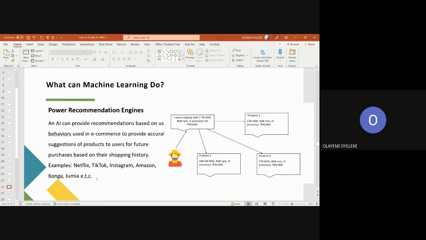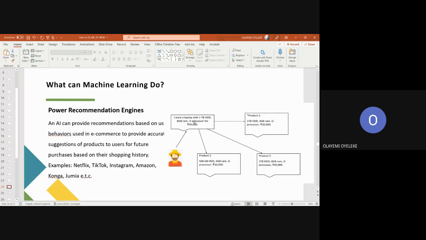Gone are the days when what you see on the internet, you don't know how it came about. This time around, whatever you are seeing on your YouTube, whatever you are seeing on your Instagram feed, whatever you see whenever you log on to an e-commerce website and you want to buy something, whatever you see on some website that you visit, there are actually things tailored to what you like or your online behavior.